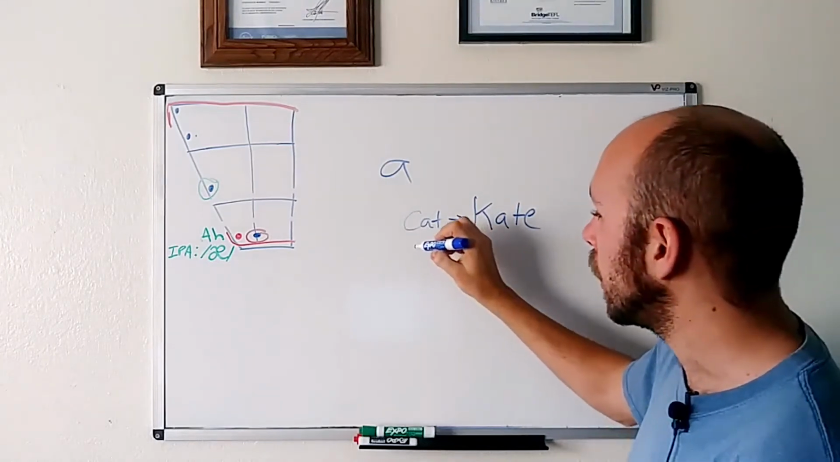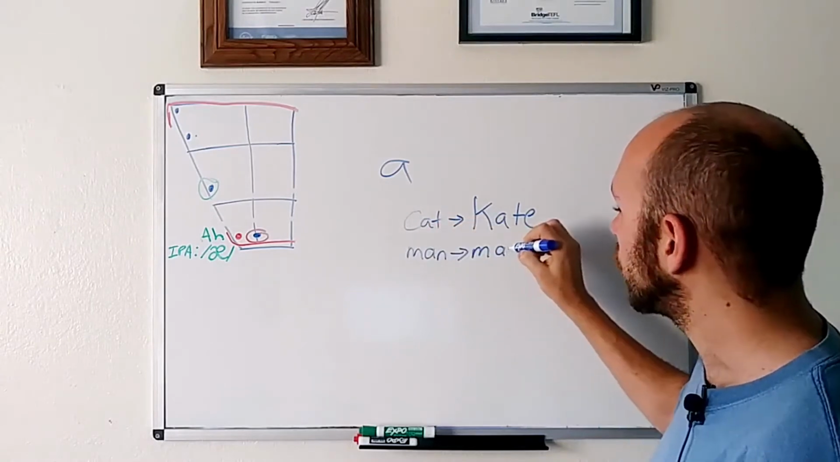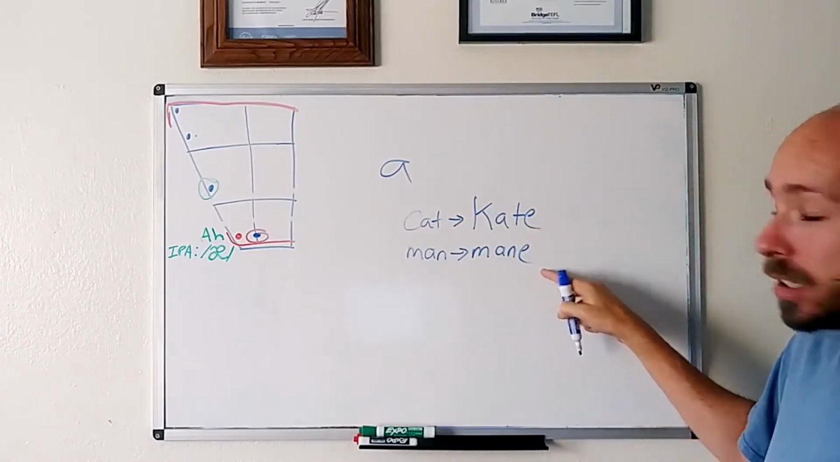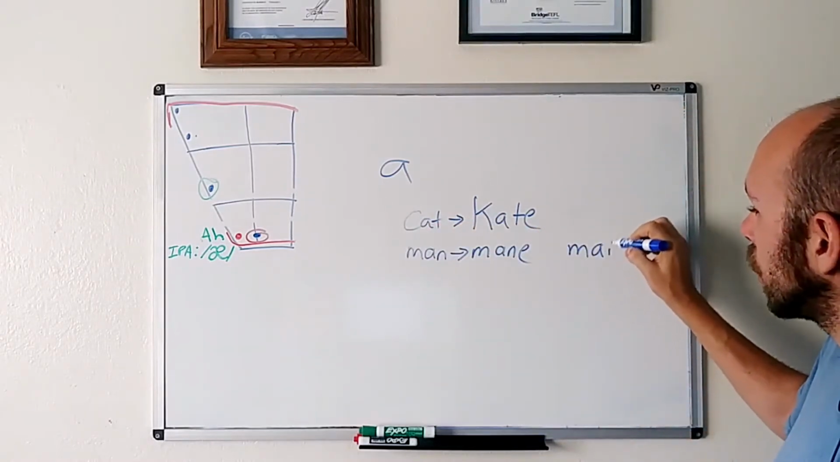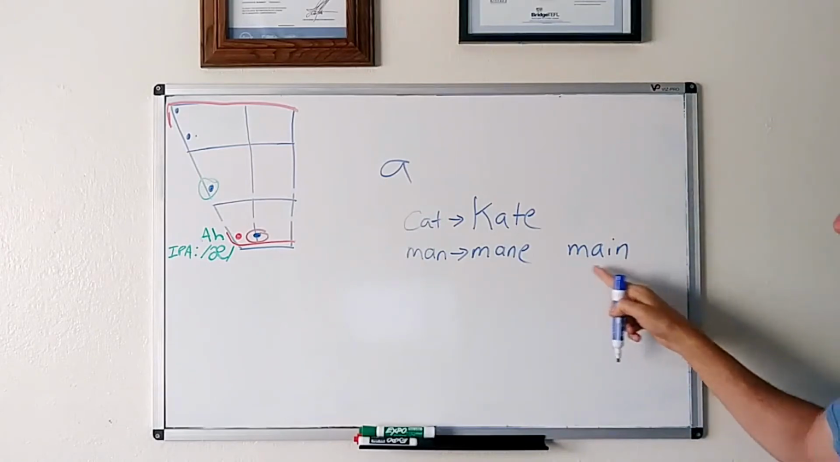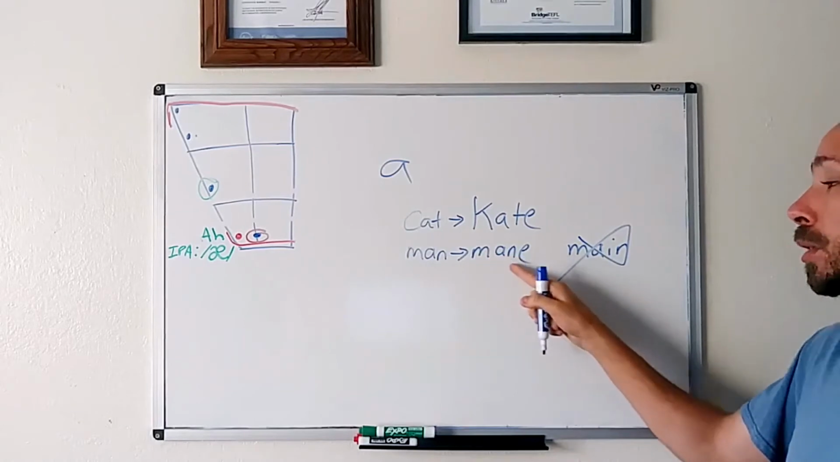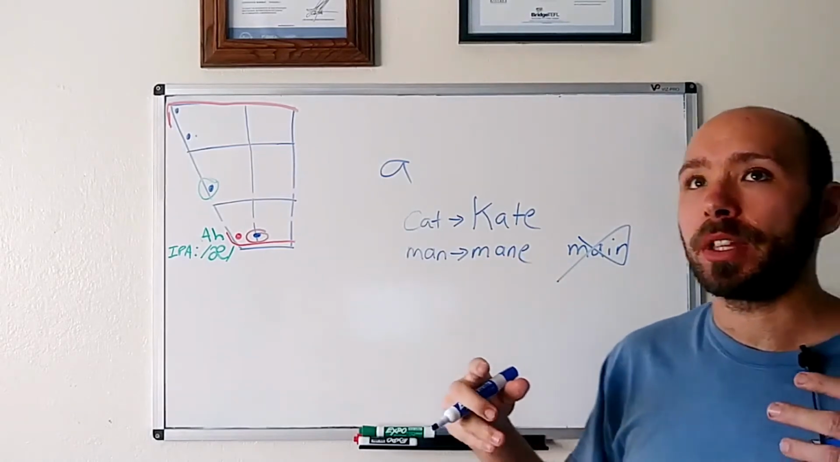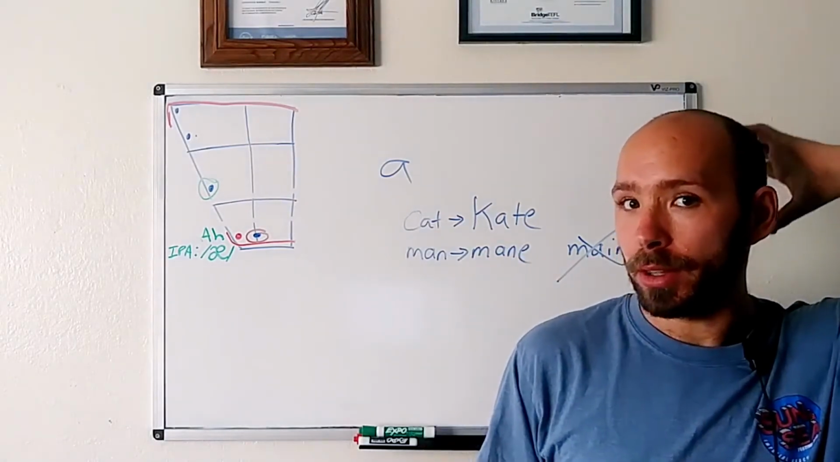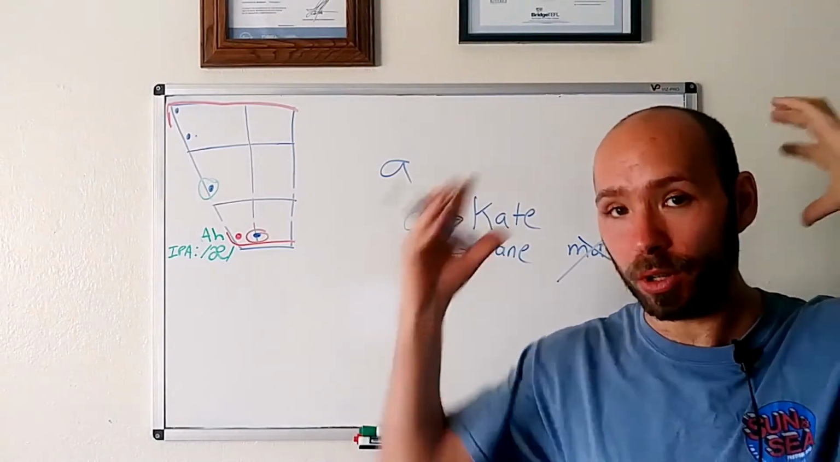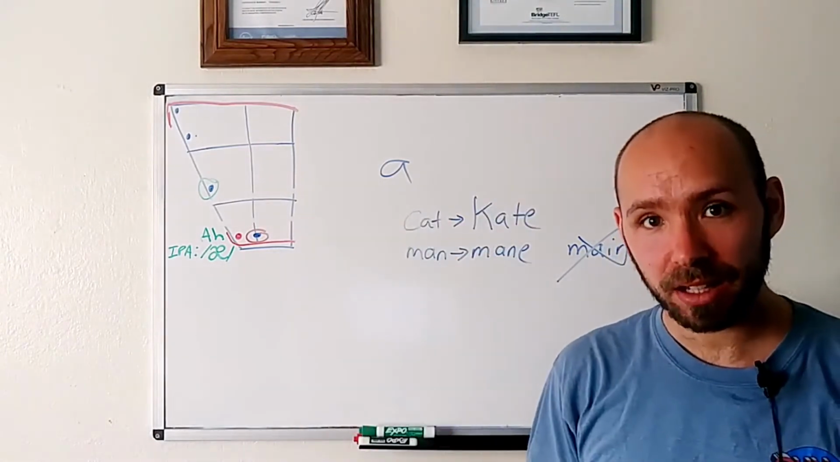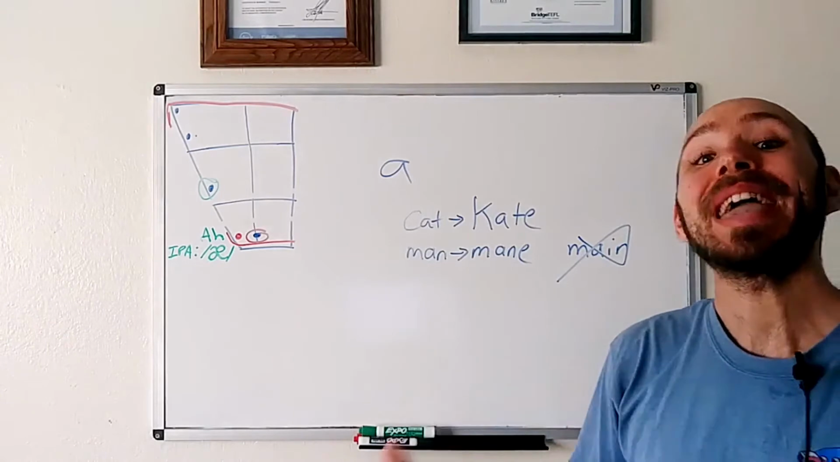Or if I say man, this will become main, which is pronounced just like this word. This is a different spelling, main. Don't worry about that. But this word mane, think of the hair on the back of a horse's neck or around a lion's neck. That is called a mane.